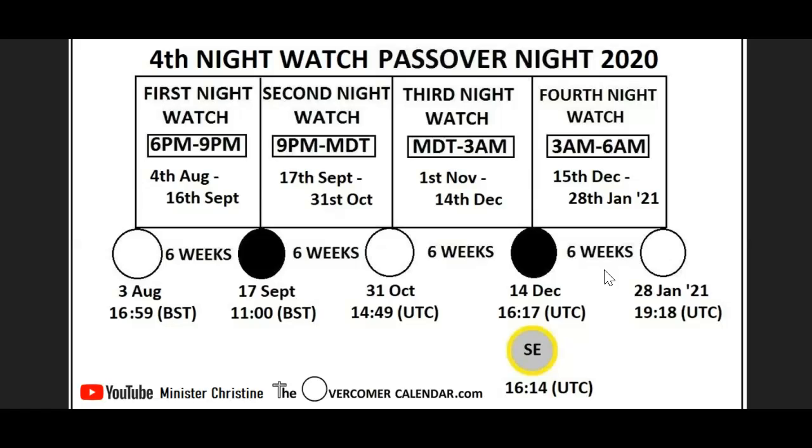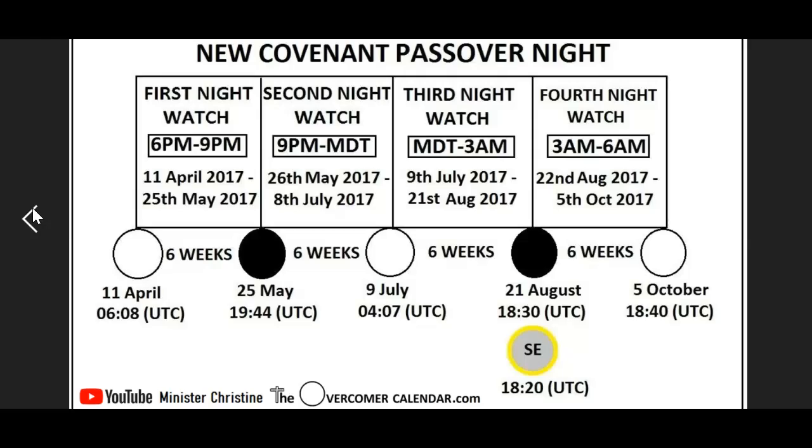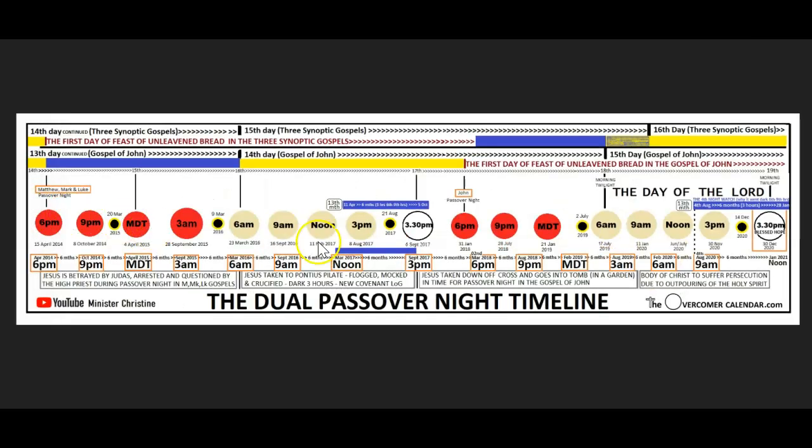So that's why, looking from 30th of November onwards, we enter into the final phase of the transition point, going from the 3rd night watch into the 4th night watch as of the 14th of December, going into the 15th of December. I just wanted to do a quick video just as a reminder that the final lunar eclipse on this dual Passover night timeline will be happening in just a matter of a few days, and this really is the closing time period for this timeline.